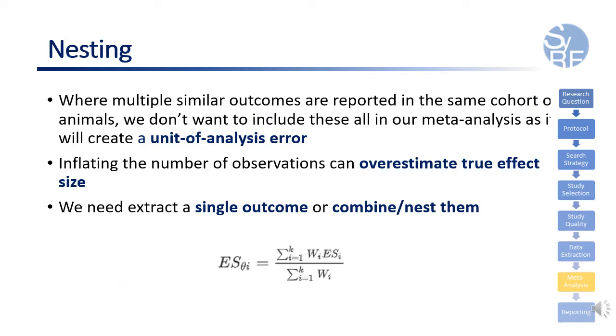Where multiple similar outcomes are reported from the same cohort of animals, we want to avoid double counting these cohorts of animals and including them multiple times in our meta-analysis, as this will create a unit of analysis error due to the unaddressed correlation between the effects from these different comparisons. This can be problematic because this runs the risk of drawing artificially inflated or erroneous conclusions about the true effect size of a model or an intervention depending on the types of comparisons we are looking at.